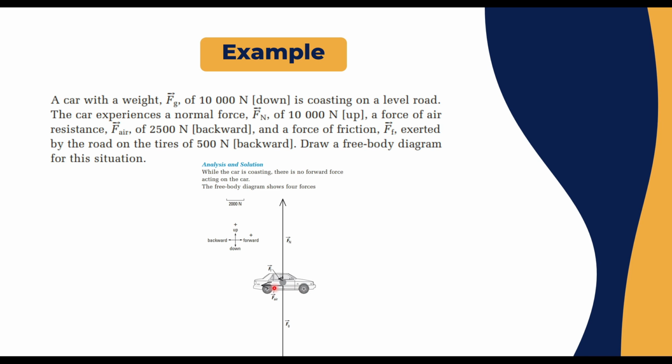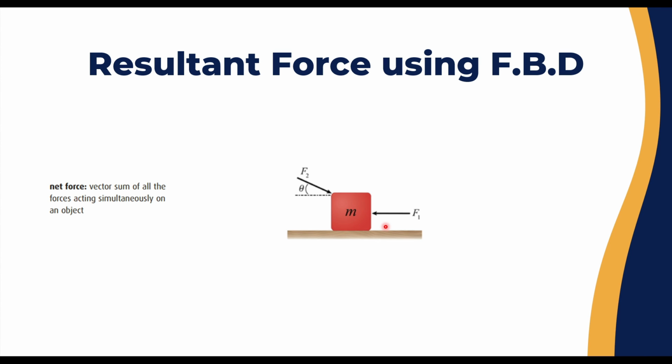In this case, we have a convention: up and forward are positive directions, backward and down are negative directions. And you can draw a scale if you want to, 2000 newtons. I don't feel it is necessary in this case. In many cases, when you use the free body diagram abbreviated as F.B.D, you need to find the resultant force. Let's say there's an object and there is a force being applied to the left and another force being applied to the right. Forget about this angle.